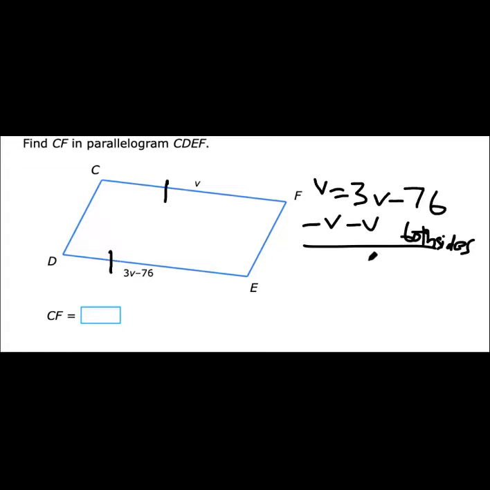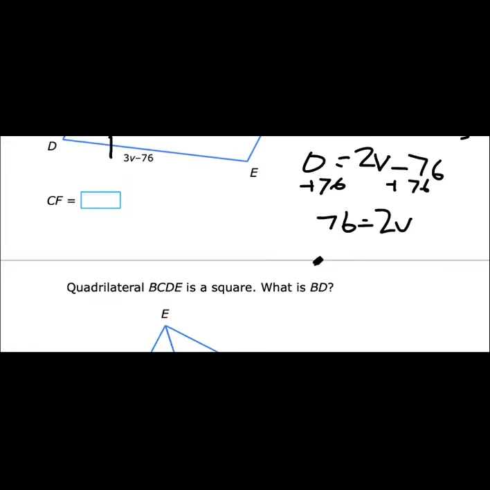So what I do to one side, I do the other, kind of like in yoga. So here we have 3V minus 76 is equal to 0. So I'm going to add 76 to both sides. 76 is equal to 2V, and I'll divide by 2 on both sides. So V is going to be equal to 76 divided by 2. It's going to give me 38.